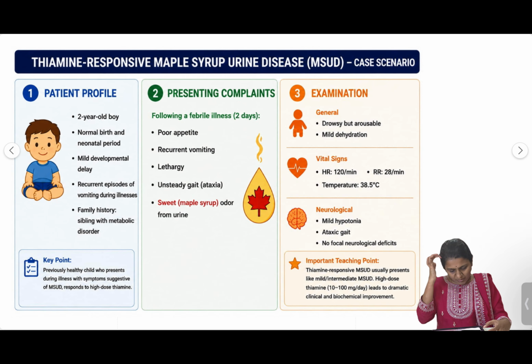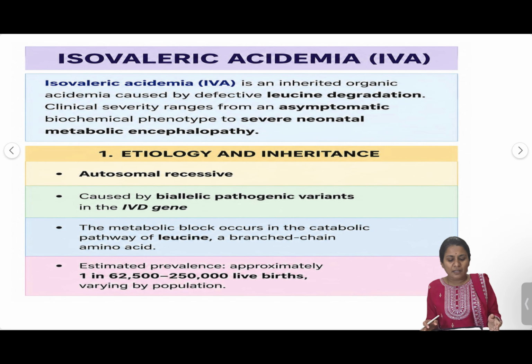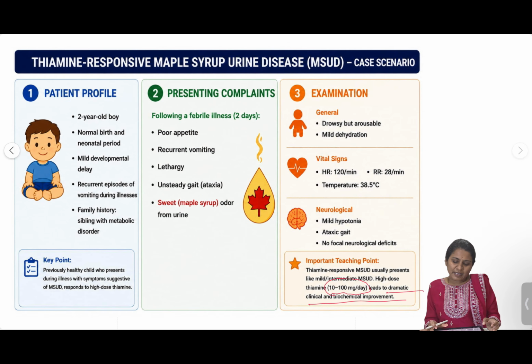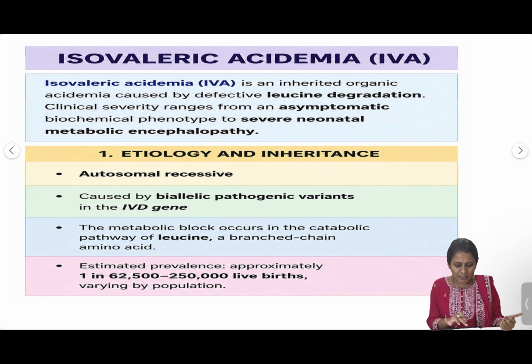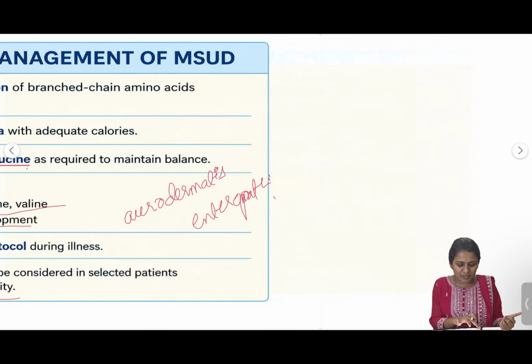Okay. So how much thiamine you want to give? Some cases might respond to thiamine as low as 10 mg per day. Some cases may require as high as 100 mg per day of thiamine, which will lead to a dramatic clinical and biochemical improvement. So next topic is isovaleric acidemia. So I have already discussed what is isovaleric acidemia. So let's move to the first slide.